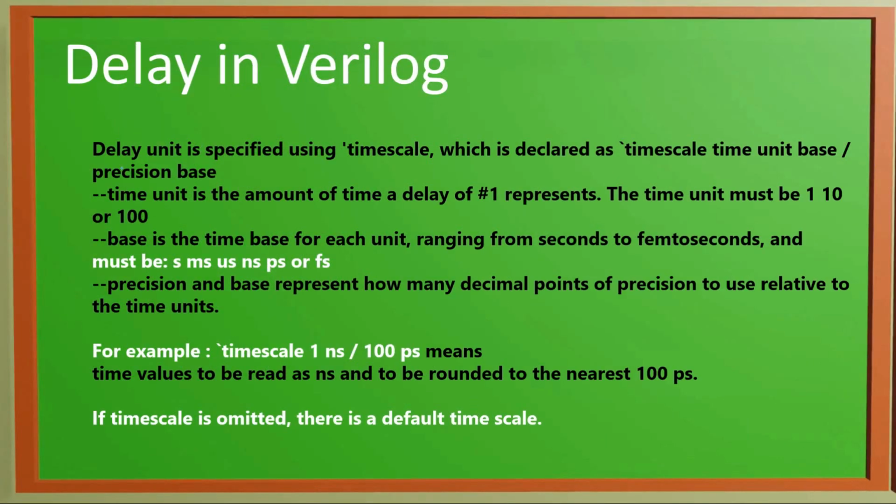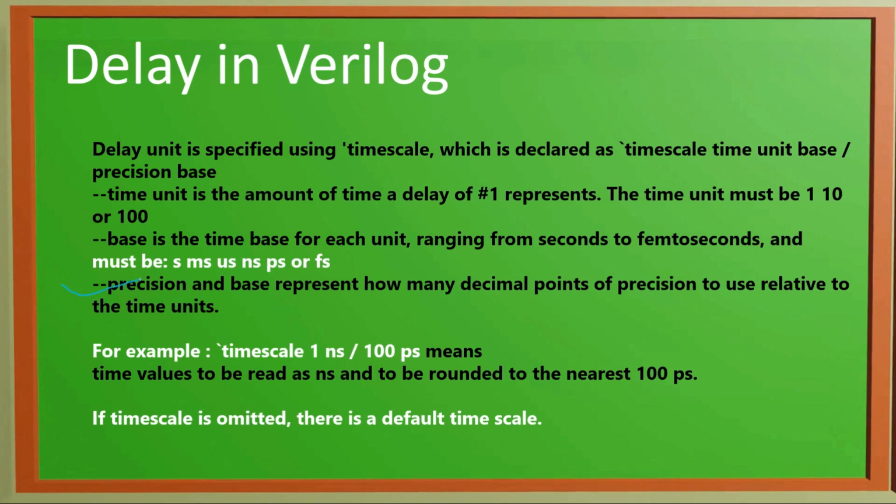Apart from that, when we have to define a delay, we will use hash. If I write hash 1, that shows there is a delay of one time unit. The time unit we can give in multiples of 1, 10 or hundreds. So we have to define the unit of delay, either from seconds to femtoseconds, maybe nanosecond, microsecond, picoseconds, like that.